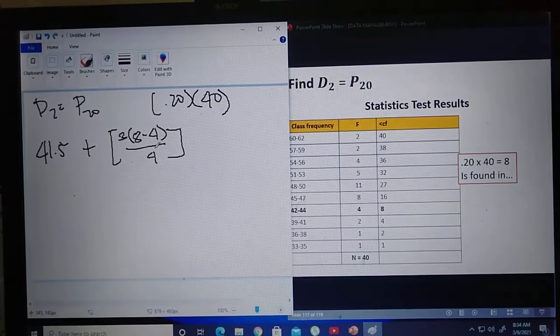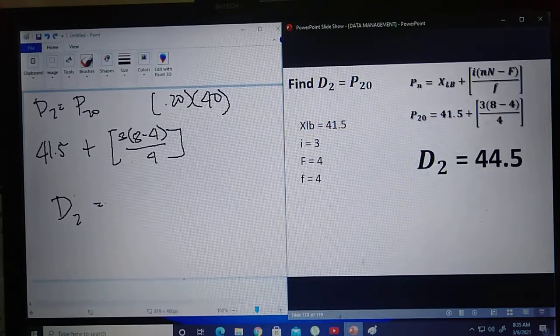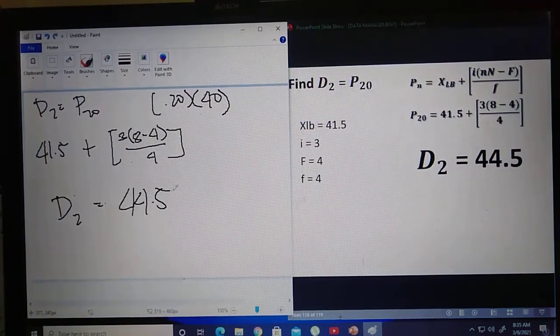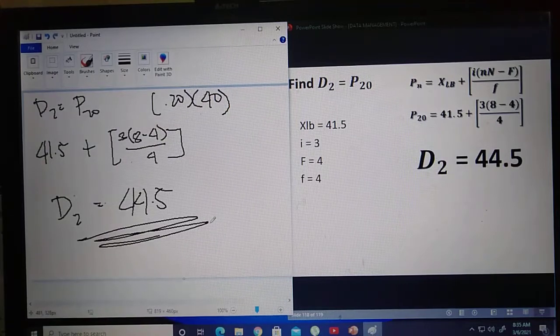Okay, so same process. Sagutin na lang natin. What's the answer? Ay, D2 pala, sorry. D2 will become 44.5 ba? Is it 42.5? Yeah, it's 44.5. So, ang D2 natin is 44.5. Ganun lang pa kadali yan.